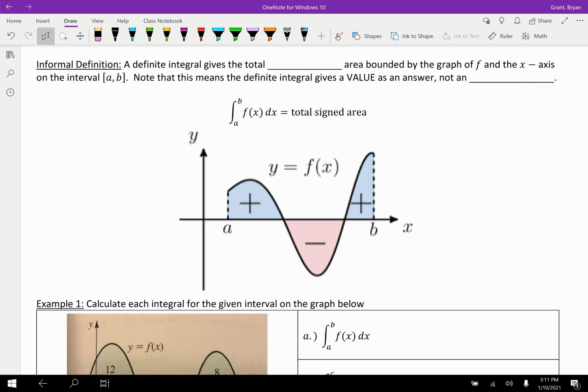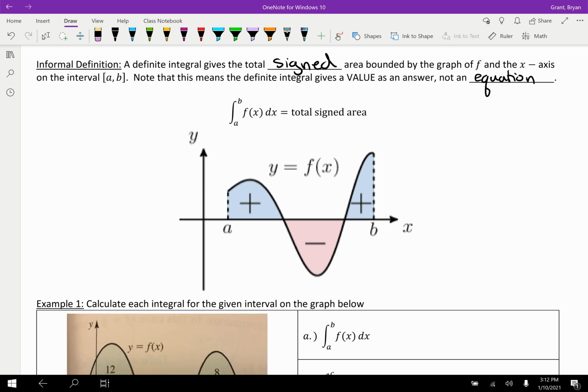A definite integral gives the total signed area bounded by the graph of f and the x-axis along the interval from a to b. Notice then, if we're going to be measuring area, then the definite integral is going to give us a value as an answer, not an equation. Right? So normally what we're used to over the last few classes is when you do the integral of something, then your answer is an equation. But now when we bring the definite in, it's going to mean something somewhat unrelated for now, and it's going to say find the area from a to b and tell us that value.